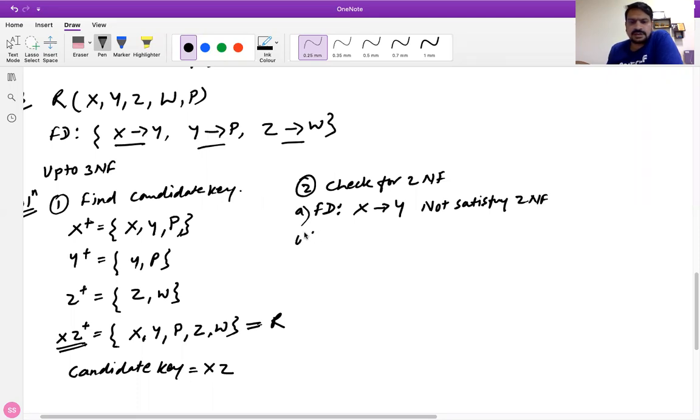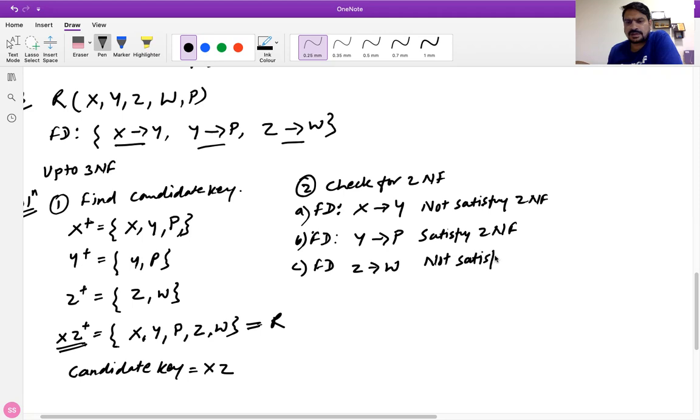This is A. Is any other functional dependency? Y determine P. It is satisfied, because Y is not the key, right? So it satisfies second normal form. Now let's say C, functional dependency Z determines W. Z is a part of the key which is determining some non-key. It means that it does not satisfy second normal form. So two functional dependencies are not satisfying the second normal form.